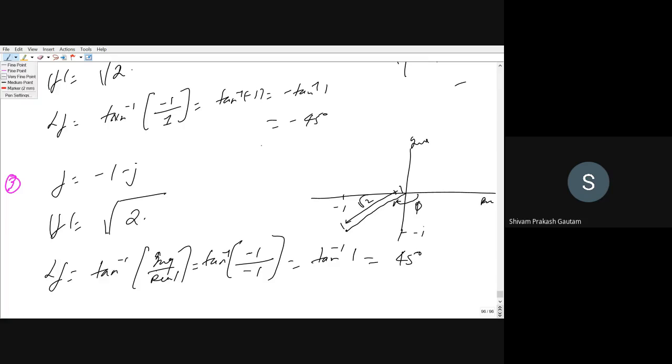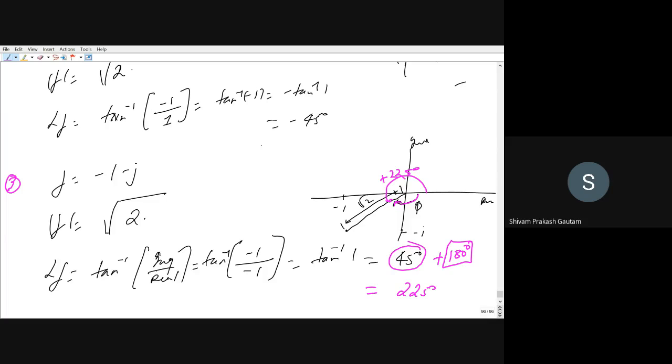But you can see that this angle is not 45 degree, but we are getting 45 degree. So what we need to do, we need to add plus 180 degree phase. When we add 180 degree, then it will become 225 degree. So if you calculate the phase from here in an anti-clockwise direction, it will be plus 225 degree.